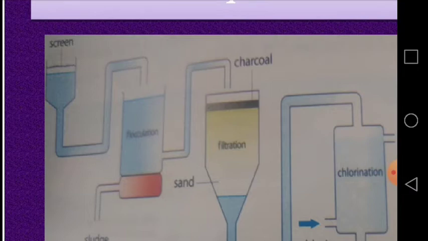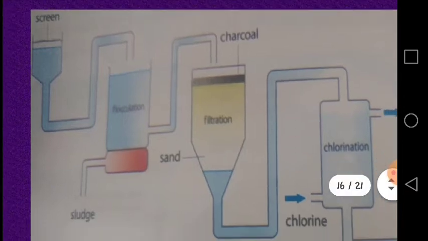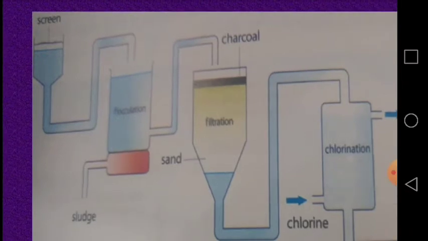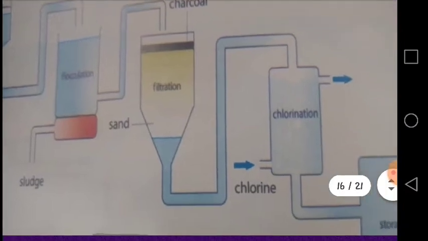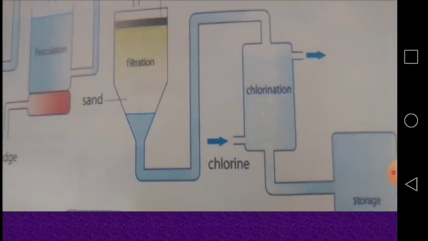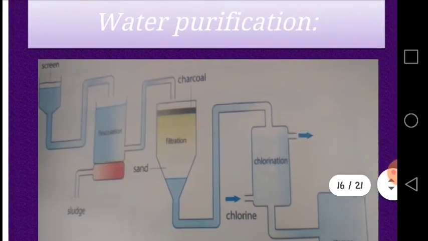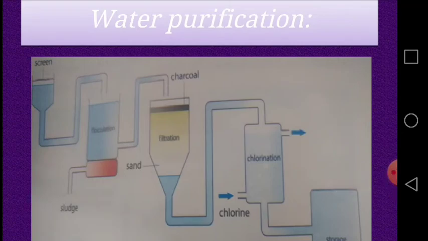Filter beds also contain bacteria that break down harmful substances in the water. The filtered water is disinfected by chlorination. Chlorine gas is bubbled through the water which kills off many microorganisms, harmful or not. In some countries, iodide or fluoride are added to the drinking water as they are beneficial for the user. After treatment, the water is settled in the storage tanks, and from where it is distributed through the pipes to the users. So this is the water purification and its different steps which I have discussed with you.